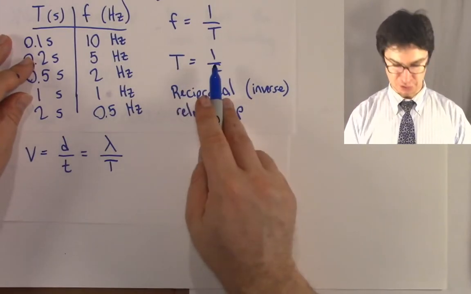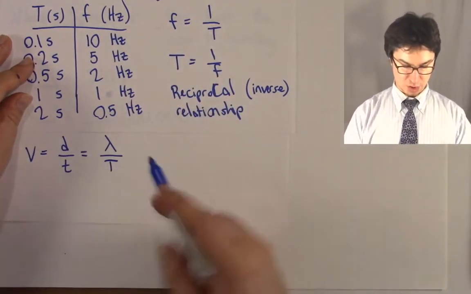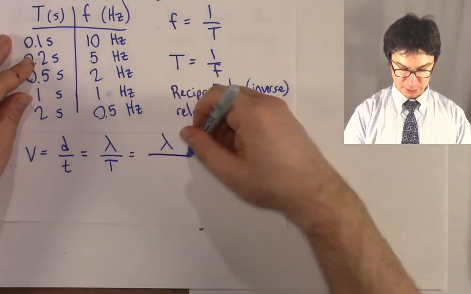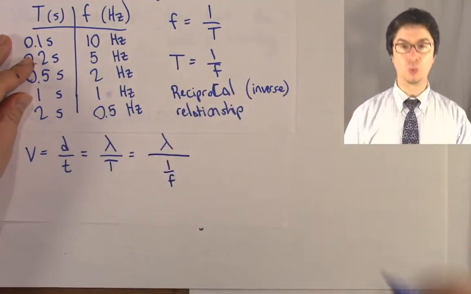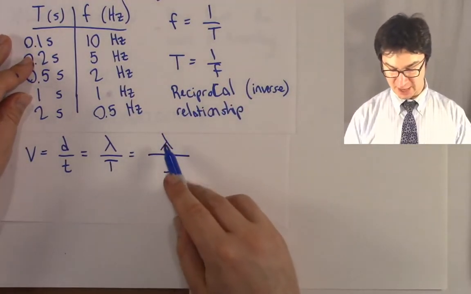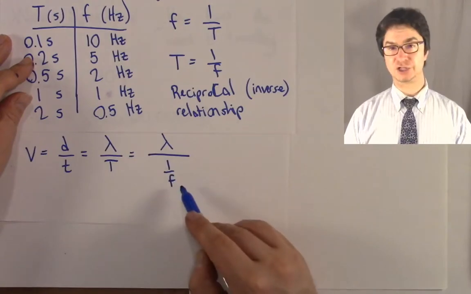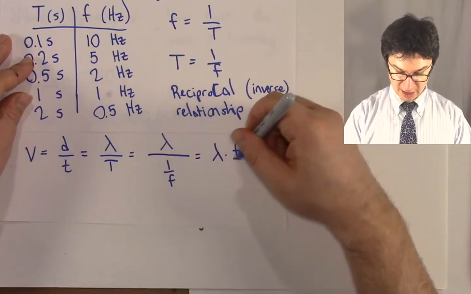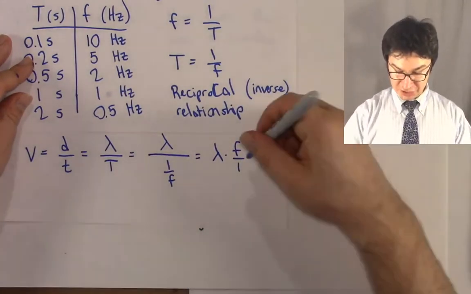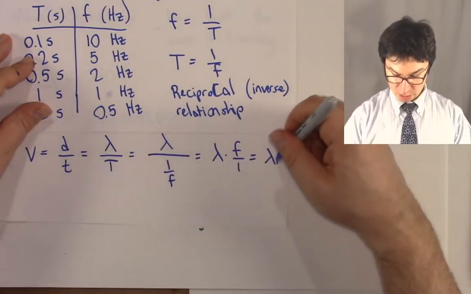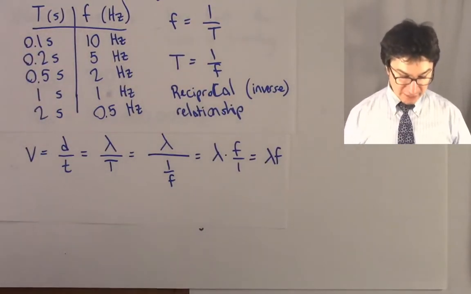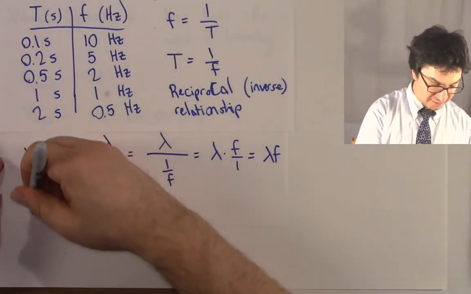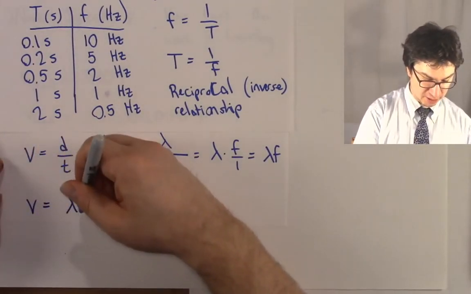That means we can substitute this T in here as follows. Instead of lambda over T, we can write lambda over 1 over F. And we all know that if you take a number and divide it by a fraction, same thing as multiplying by the reciprocal. So this is equal to lambda times F over 1, which is equal to lambda F. And what we have just done is derived the wave speed equation V equals lambda F.